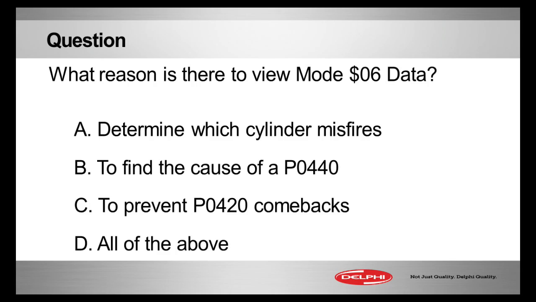What reasons are there, number 1 here, to view mode 6 data? When would you want to go in and use this mode 6 data? A, to determine which cylinder is misfiring. B, to find the cause of a P0440. C, to prevent P0420 comebacks, or D, all the above?